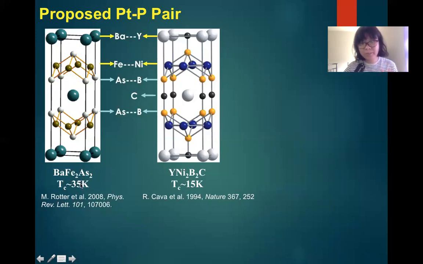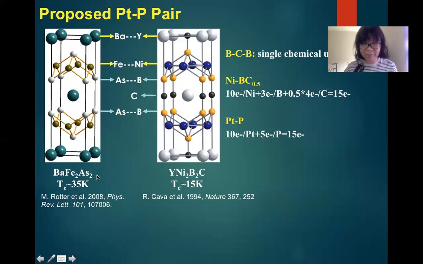If we dope the potassium into the system, the Tc can go as high as 35 Kelvin. This new superconductor was discovered in 2008. However, it can be traced back to 1994, to the yttrium nickel two boron two carbon superconductor. Let's see how similar these two compounds are.